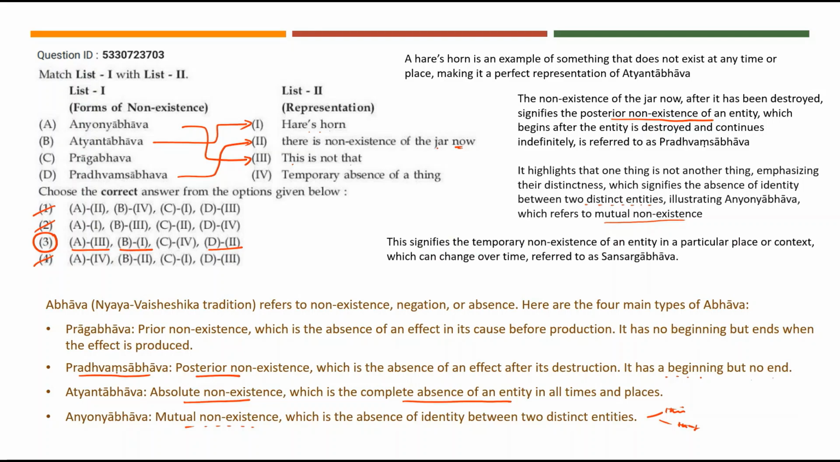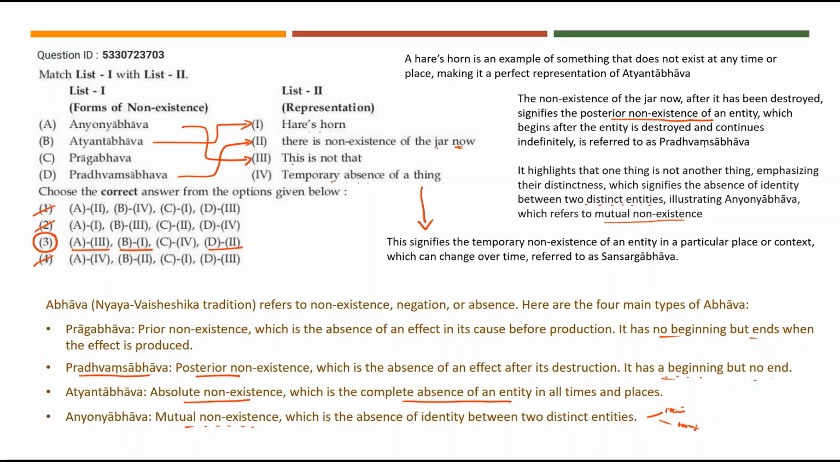I'll tell you why. The temporary absence of a thing signifies the temporary non-existence of an entity in a particular place or context, which can change over time. Do any of the four above talk about temporary non-existence? Nowhere are we talking about temporary absence, which states that C does not have an equal representation here.